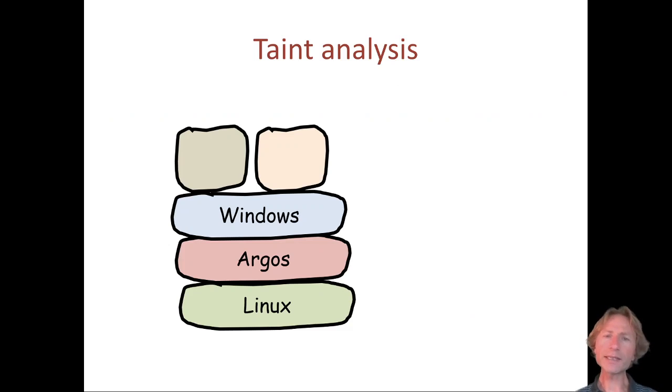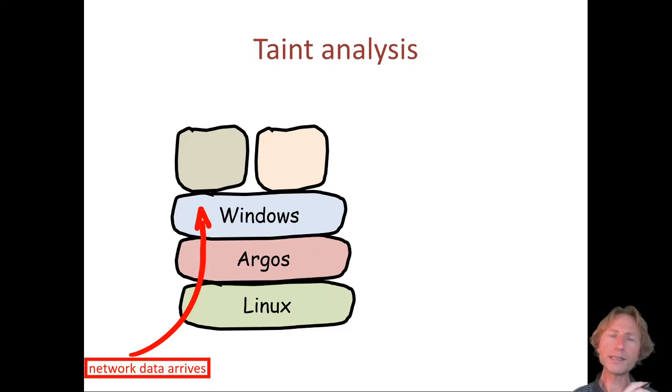Taint analysis is a trick to track where, for instance, untrusted data goes. So in the case of Argos, what we had was a virtual machine, an emulator that was running on top of Linux. And it was able to run whatever operating system we wanted, such as Windows. And on top of that, we had the applications.